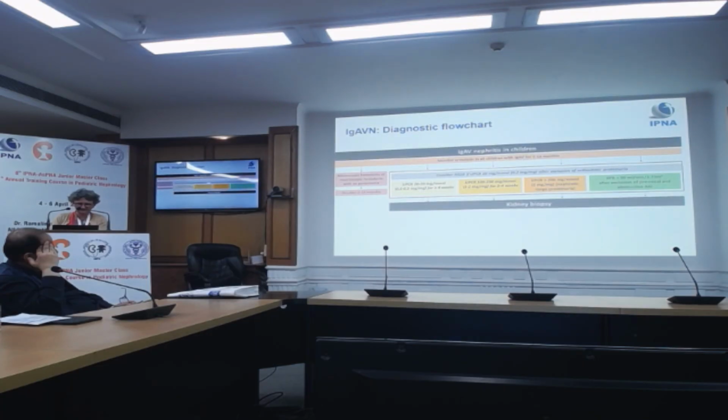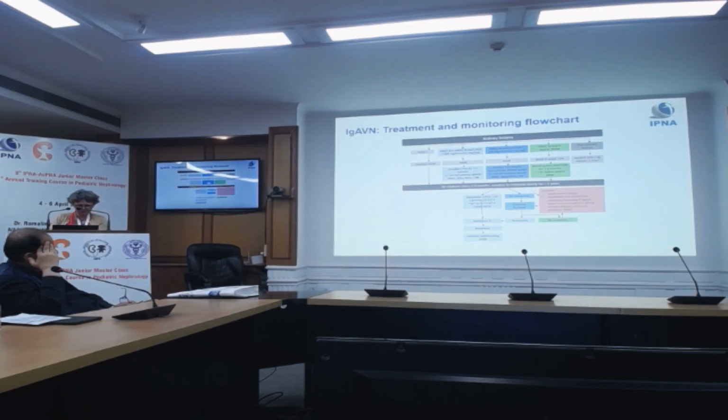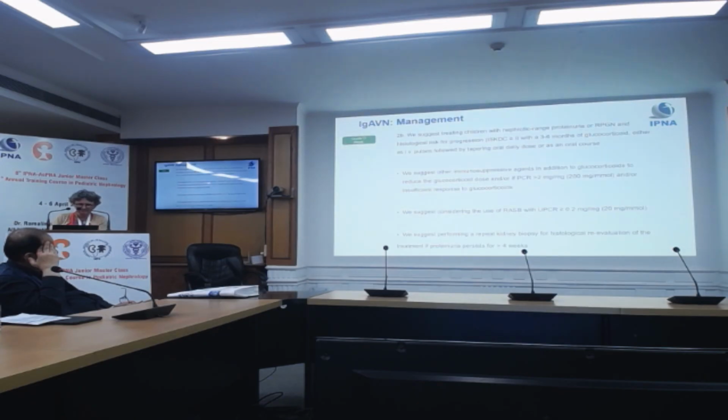This is again mirrored in a diagnostic flow chart. There's a treatment flow chart, very similar to the other one. And in terms of management, the only difference is that here, instead of the MES-C score, we're still driven by the ISKDC. In reality, now the MES score has just recently been validated also for IgA vasculitis and nephritis, but we didn't get it in time to incorporate it into these guidelines. And the RAS blockade, okay. And the repeat kidney biopsy, if proteinuria persists for more than 4 weeks, that was already mentioned before.